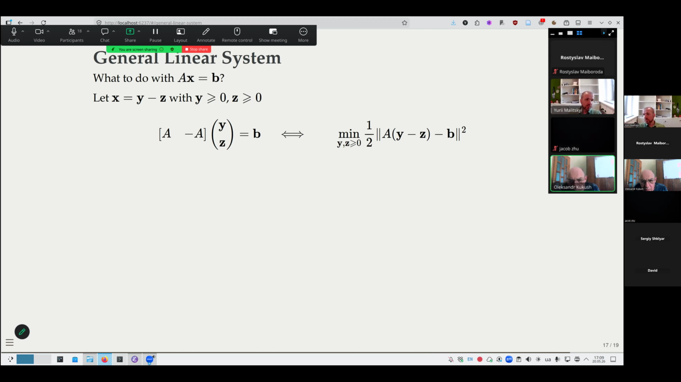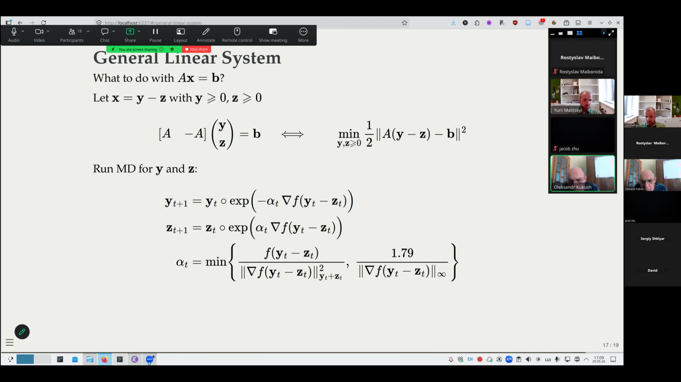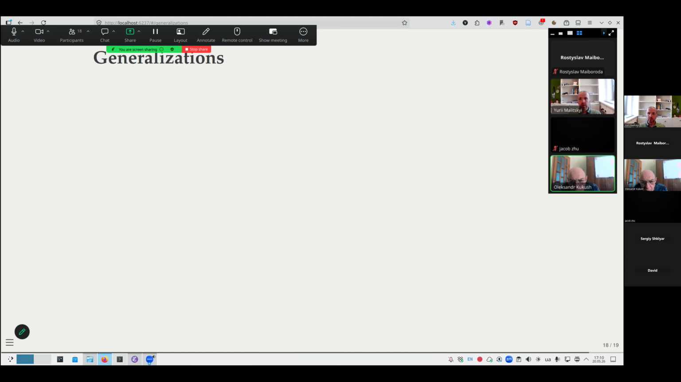The algorithm looks slightly more complicated, but the analysis is just the same because we can always treat y and z as the same variable x. So the formula is not important. It's just the same algorithm. The notation becomes horrible, but that's it. What other generalization we can do?